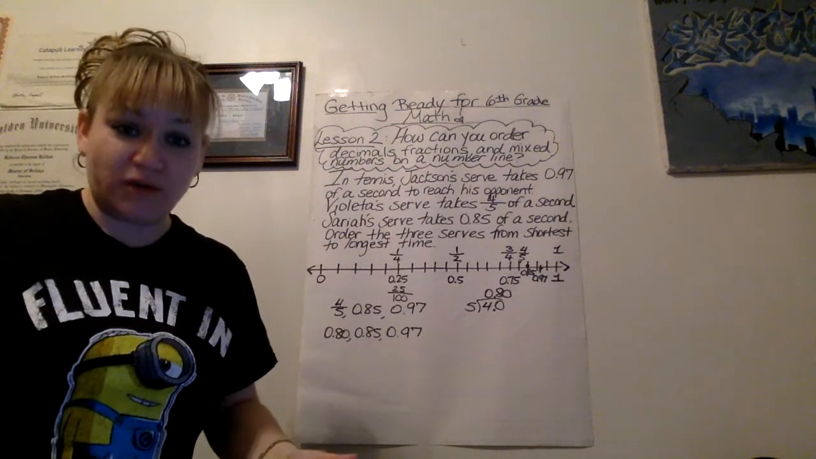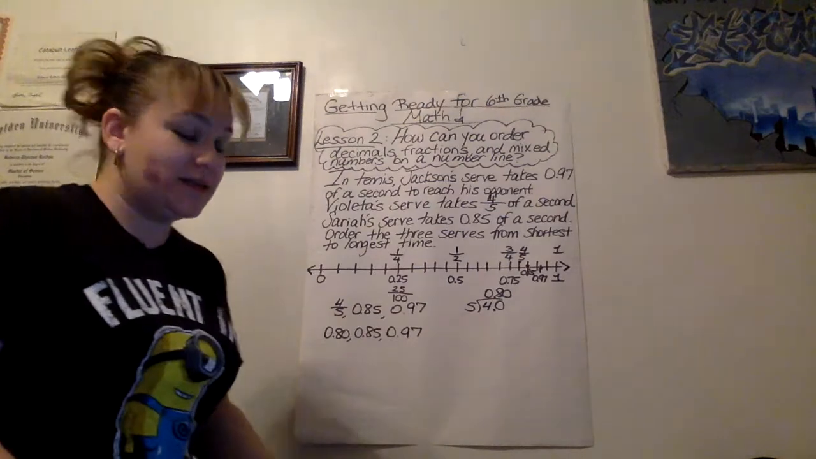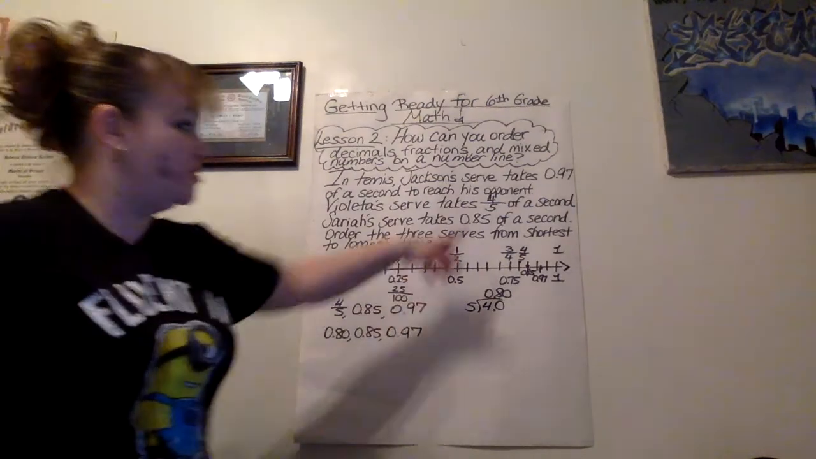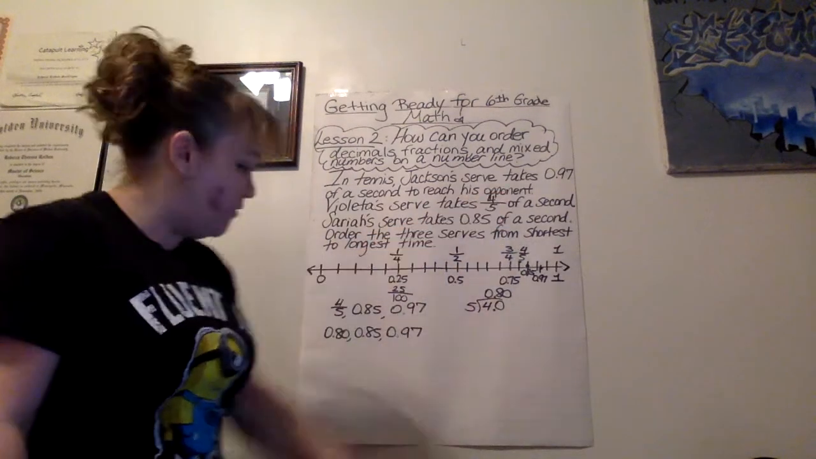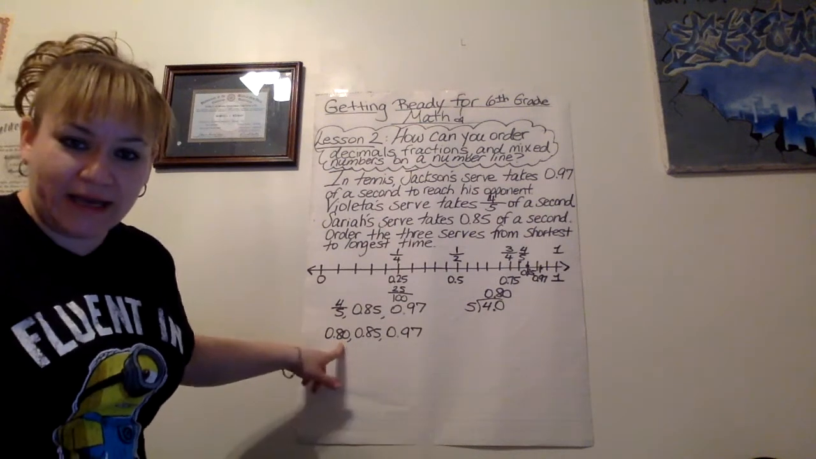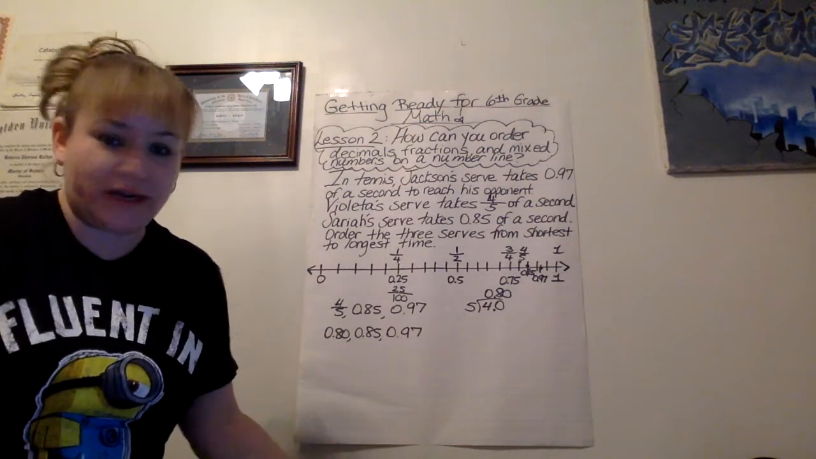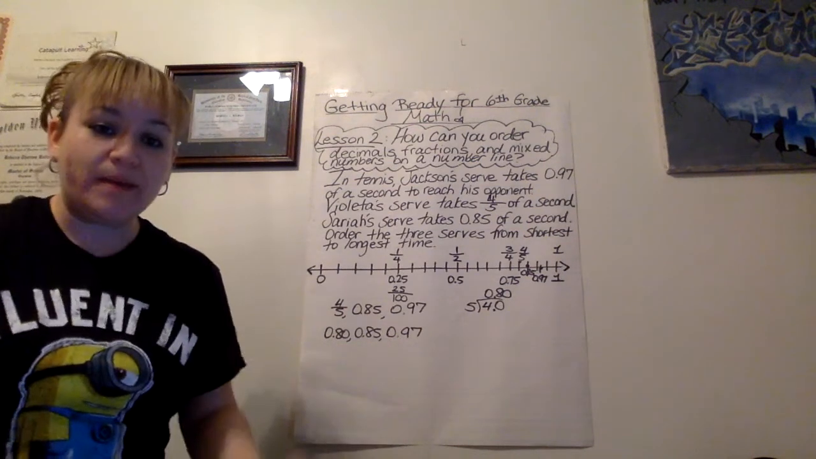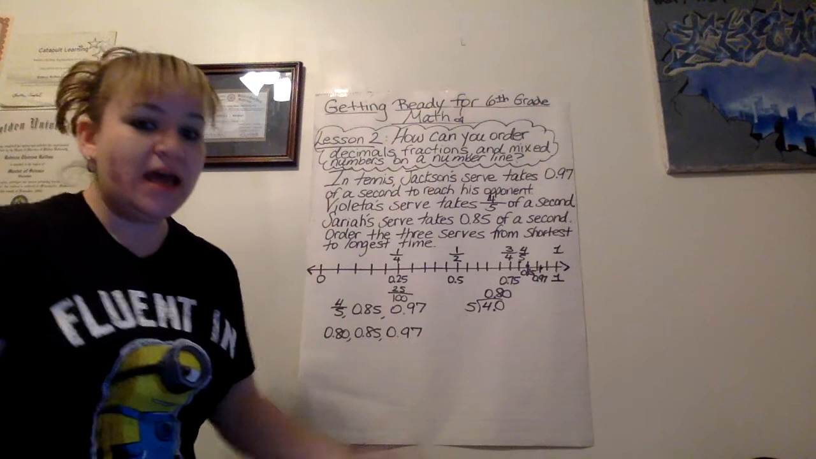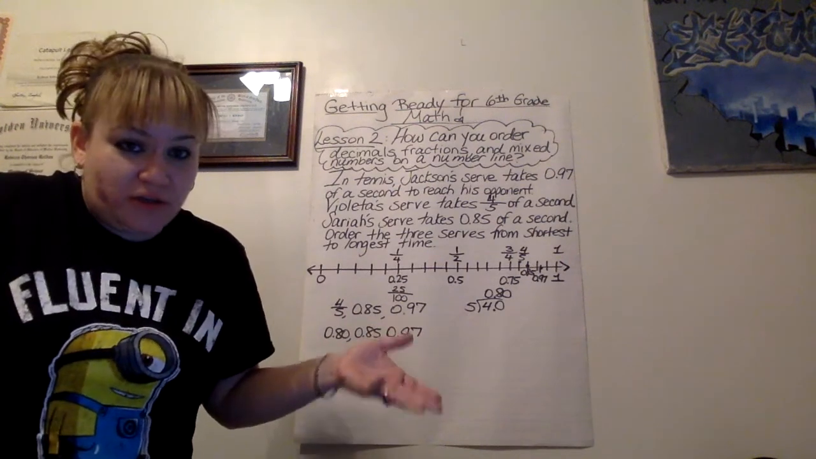Now, do you have to use a number line to help you with this? No, you do not. You can do it the way I did it, simply just changing this guy into a decimal and comparing them. Look at that, 80, 85, 97. You know how to compare numbers since kindergarten, 1st grade. So you could have done it that way. Some people need a visual like the number line, and some people can do without it. It depends on the situation, okay?